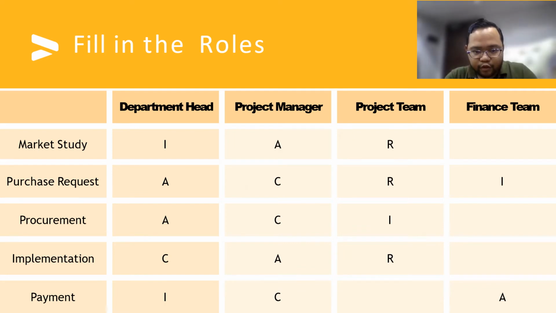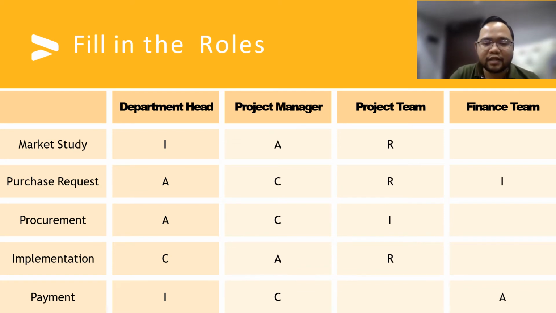When we move on to the procurement proper, we see here that the one approving the procurement process will be the department head. The project manager will obviously be consulted, and the project team will be informed once the procurement process is complete. When we now move on to the implementation, after the procurement is completed, we go back to the project team who will be the ones to do the implementation of the project. The one approving or the one accountable at this phase will be the project manager. The department head will just be consulted.